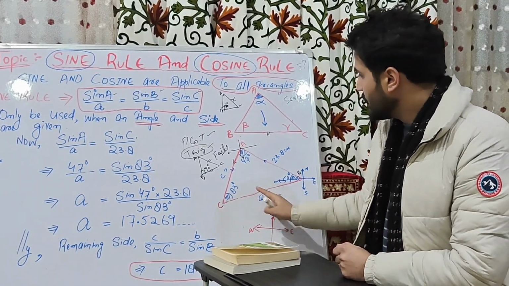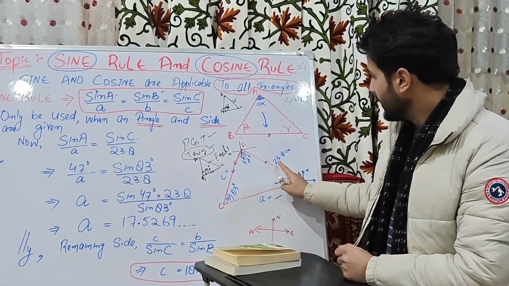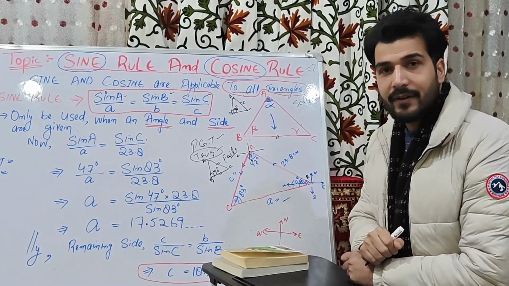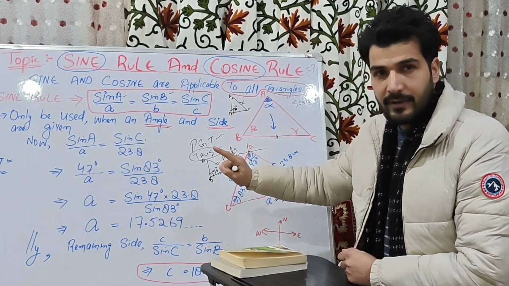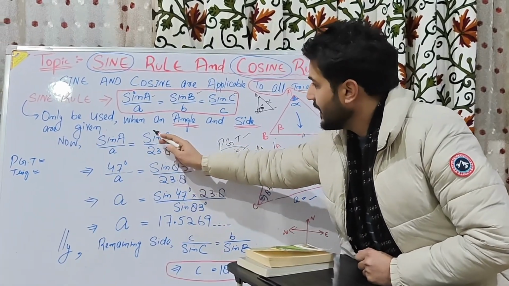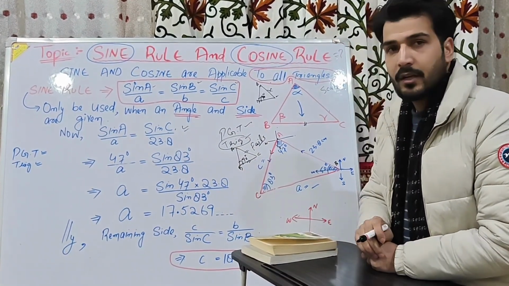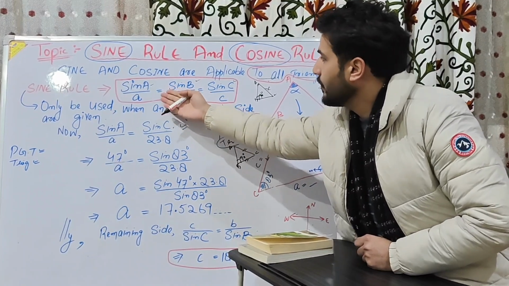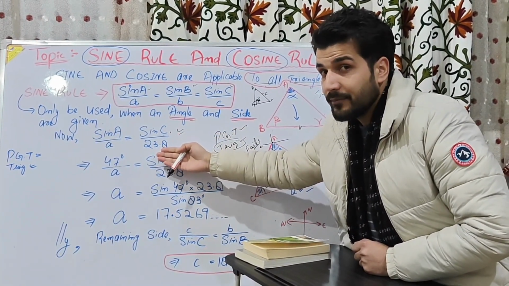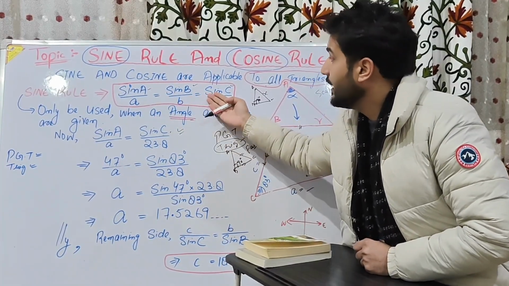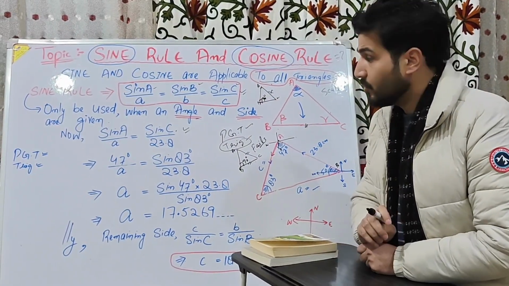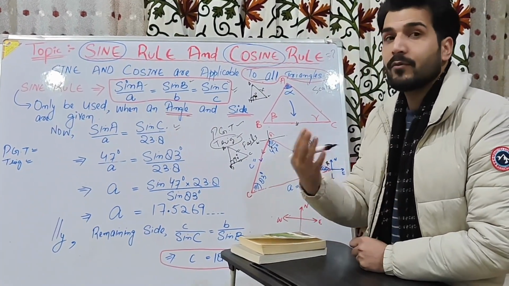Now we are required to find sides AC and CB. This side is given as 23.8. How can we find this? By using the sine rule. What is the sine rule? Sine A divided by A equals sine B divided by B equals sine C divided by C. We will pick three terms which are known out of this formula, and one which is unknown that we have to find.